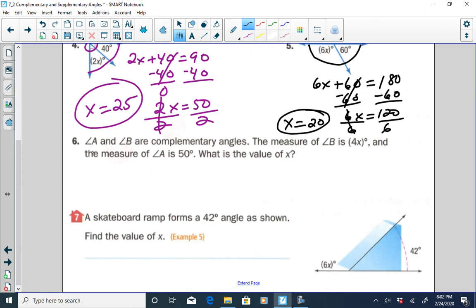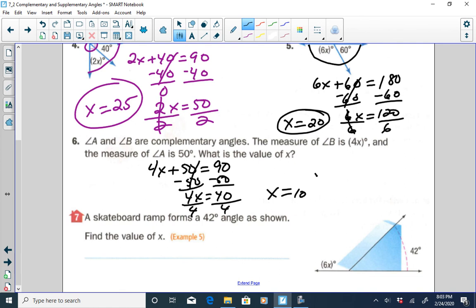Okay? Angle A and angle B are complementary angles. The measure of angle B is 4x, and the measure of angle A is 50. What's the value of x? Well, because they're complementary, they'd have to have a sum of 90, so we write 4x plus the 50 has to have a sum of 90. Subtract 50 from both sides of that equation. We wind up with 4x is going to be equal to 40. And when we divide by 4 on both sides of the equation, x is going to be equal to 10.